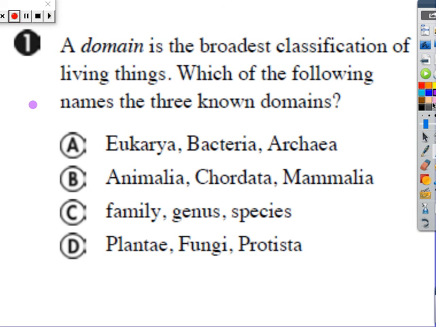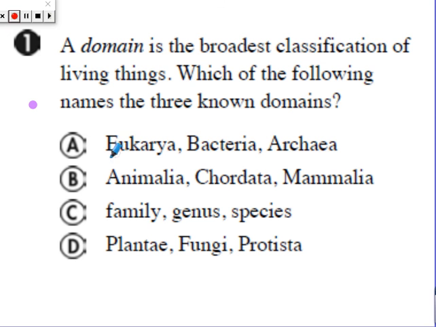A domain is the broadest classification of living things. Which of the following names the 3 known domains? Eukarya, bacteria, and archaea; animalia, chordata, mammalia, family, genus, species; plantae, fungi, and protista.